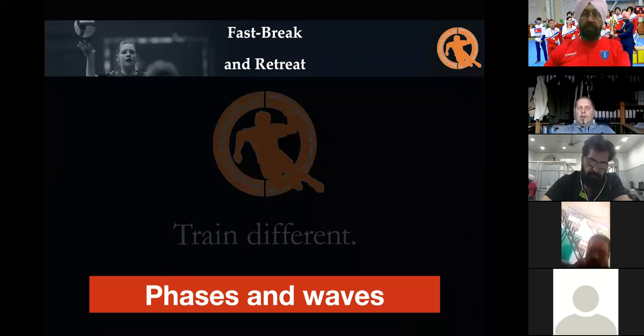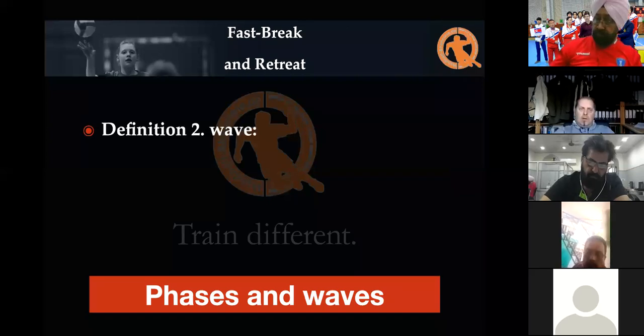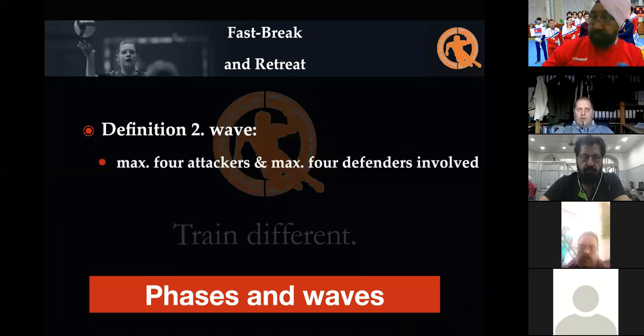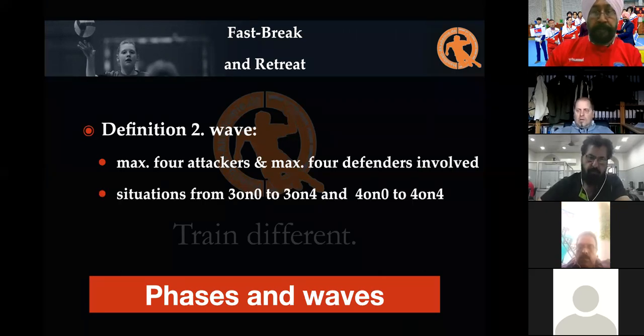Now coming to the second wave, again, the definition is made with 3 points. First point is how many players involved. It's maximum 4 attackers and 4 defenders. Second aspect is what situations appear. So the final situation here at the end might be 4 against 4 if all players are involved in that situation.